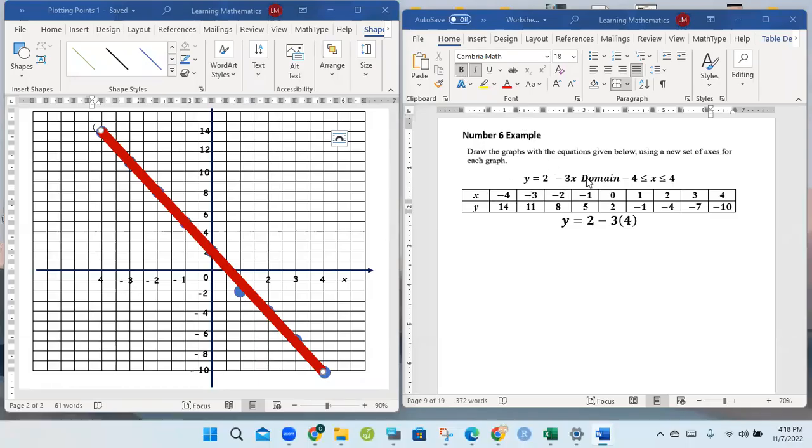Right, so as you can see, we created the table of values, and then we plotted the points, and we joined the points with a straight line. So we do the same for number 6.